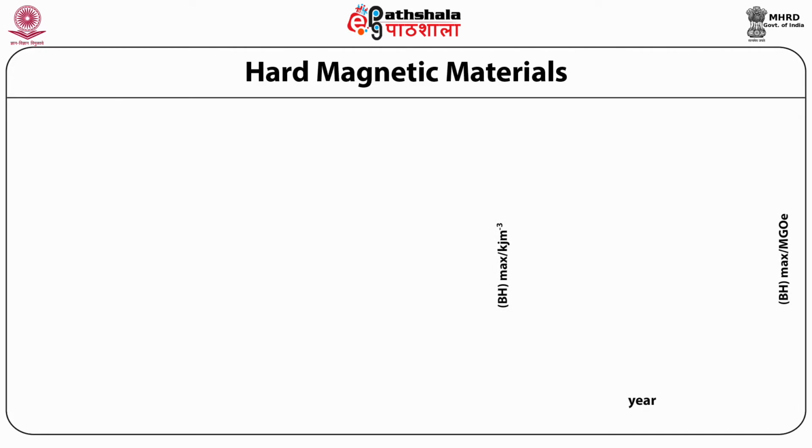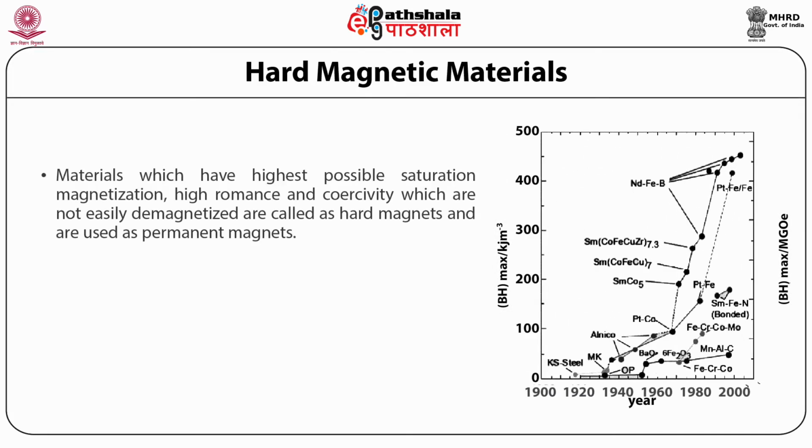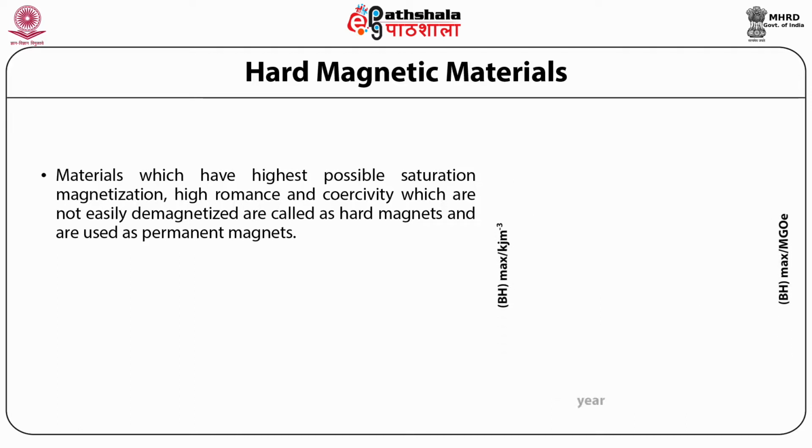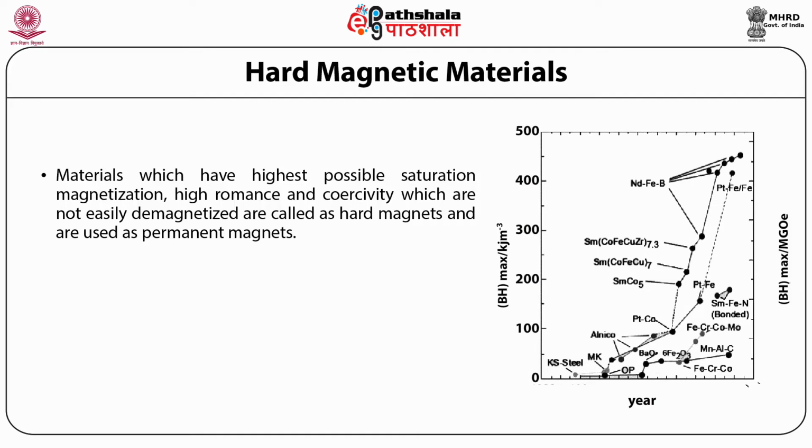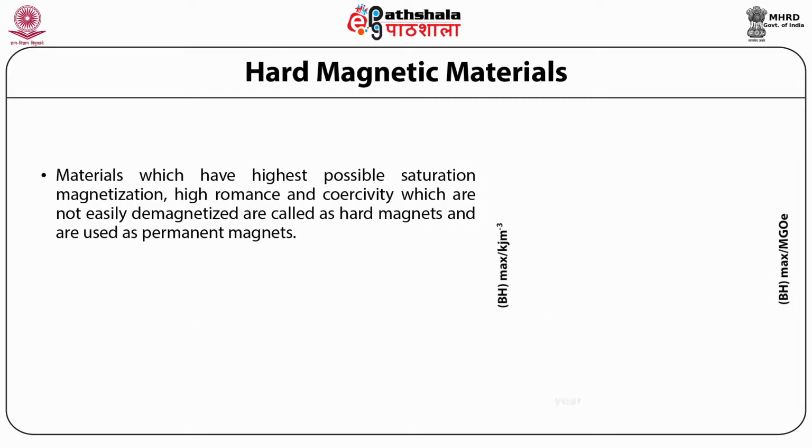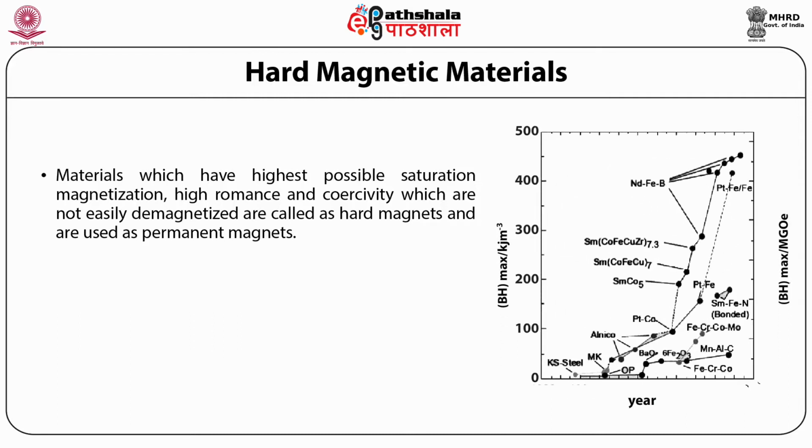Hard magnetic materials. The materials which have the highest possible saturation magnetization, high remanence, and coercivity, which are not easily demagnetized, are called hard magnets, or they can be used as permanent magnets.